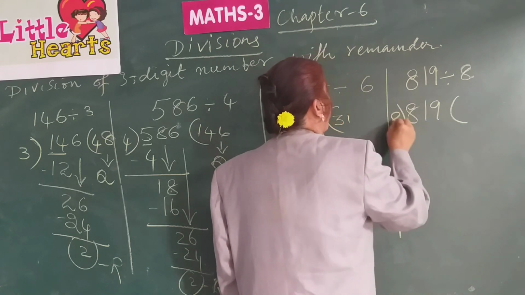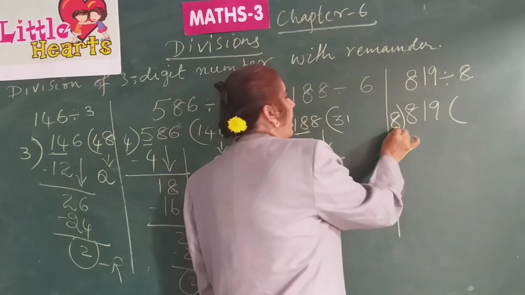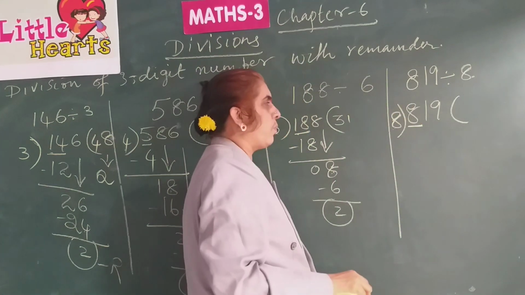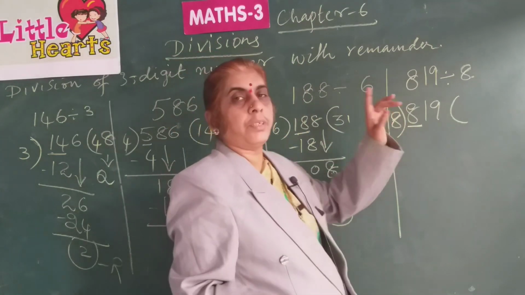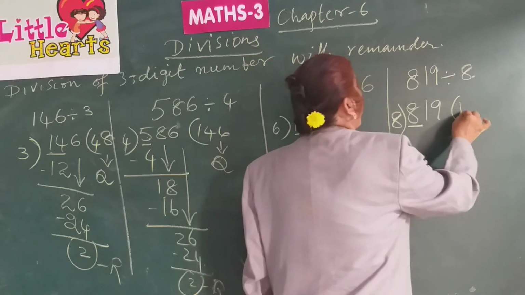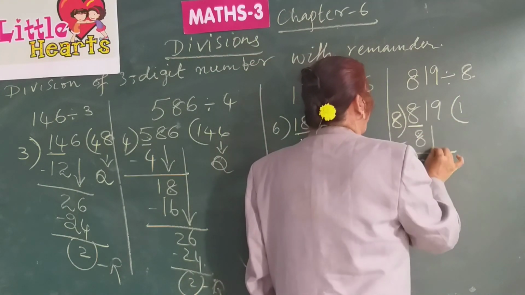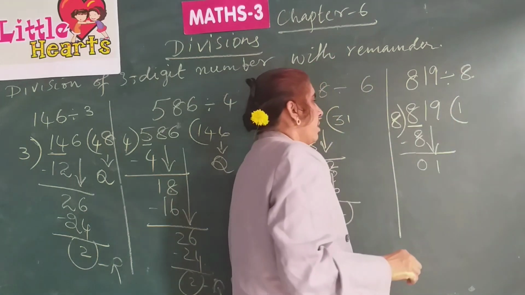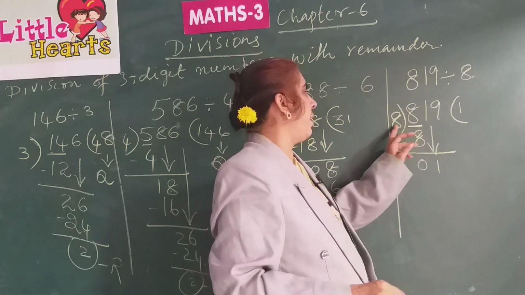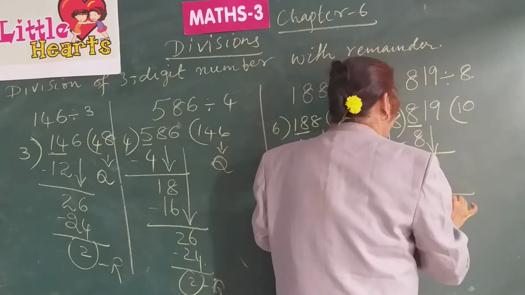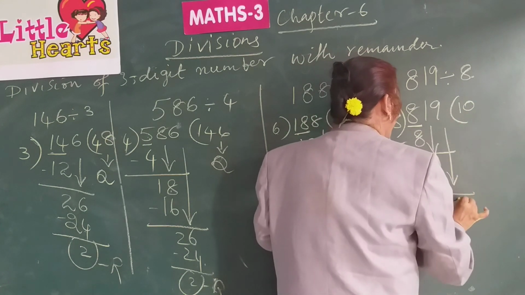819 divided by 8. As 8 and 8 are equal, go with one digit. If it is equal or greater than the divisor, we have to take only one digit. 8 ones are 8. 8 minus 8, 0, bring down 1. So as 1 is smaller than 8, we have to take 8 zeros are 0. 1 minus 0 is 1, bring down 9.